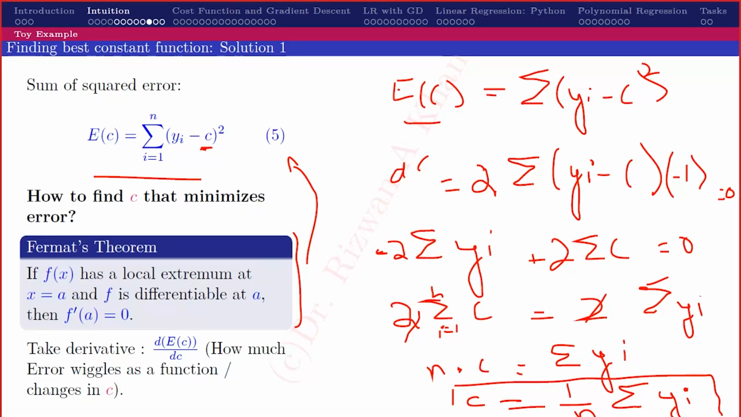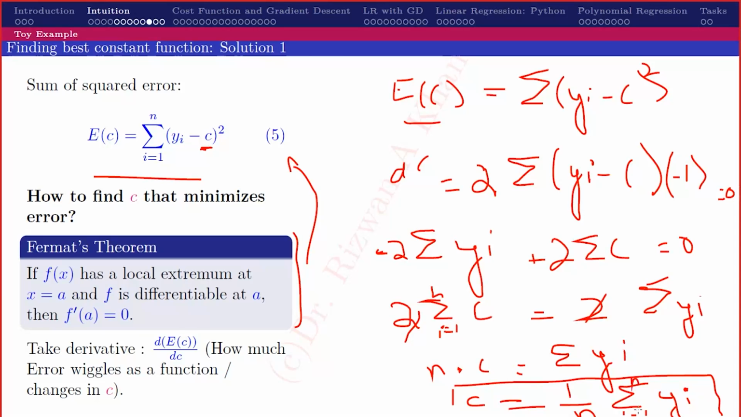So the value of C will be the average, because it is already being averaged, so the average minimizes the error. Actually, this is the answer. This is the average value. The C that minimizes this error is the average value of the data set, because these are the outputs. So you add all the outputs divided by n, where i goes from 1 to n.